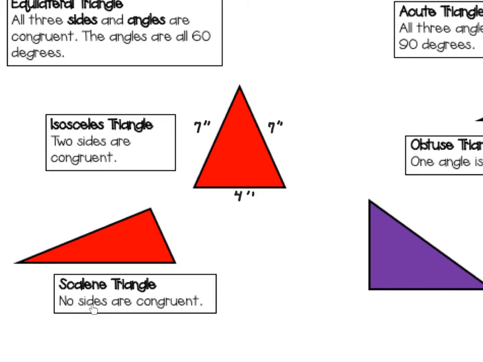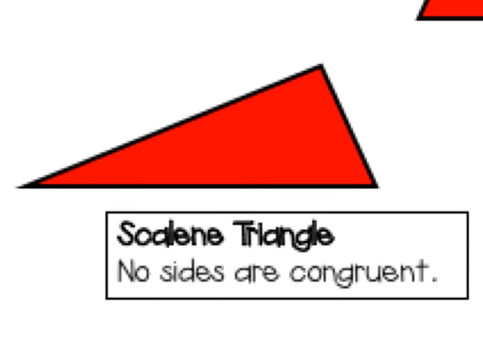And this one has no sides that are congruent. So as you see, this is the longest side. So let's say, for instance, that side might be maybe 10 inches long, okay? So we're going to just write 10 inches there.